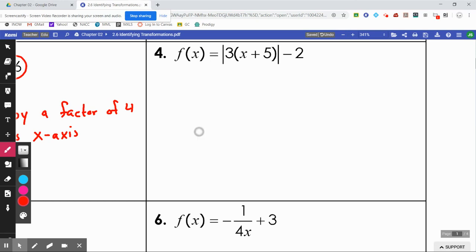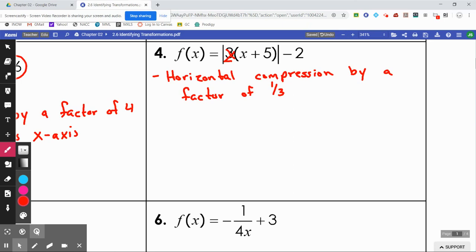You have none on the outside, but you do have one on the inside. This multiplication here, again, since it's on the inside with the x, that'd be horizontal. We're going to have to take the reciprocal to find our scale factor. So the scale factor would be 1/3, so therefore we would compress it since it's less than 1. So a horizontal compression by a factor of 1/3. And there are no negatives being multiplied by inside or on the outside, so therefore there's no flips.